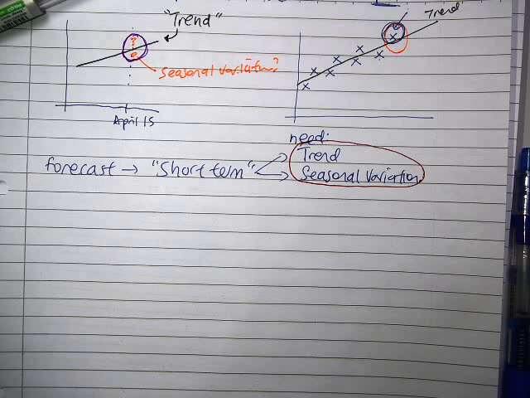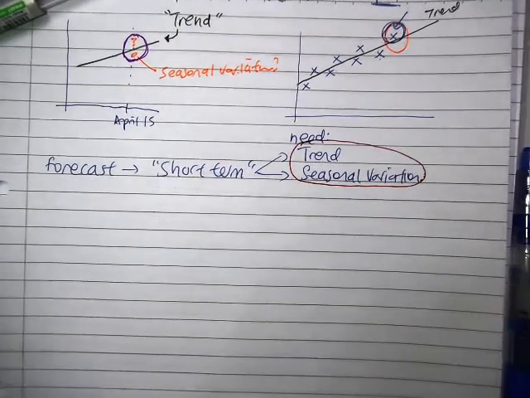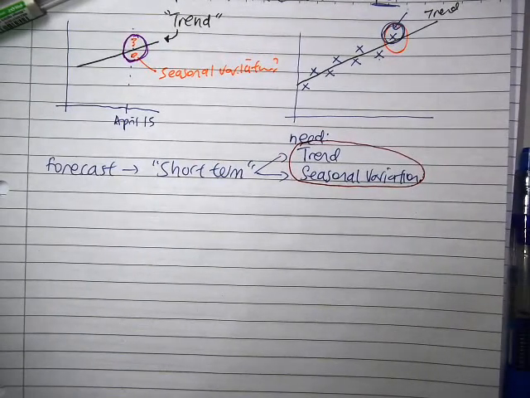Okay, you only need the trend, you only need the seasonal variation. Now, why cyclical you don't need? Because cyclical is medium term, and we only forecast short term. So this element you don't have to put it in. And why random is not in? Because random is something you cannot predict. So if you cannot predict, then you cannot put it in as well.